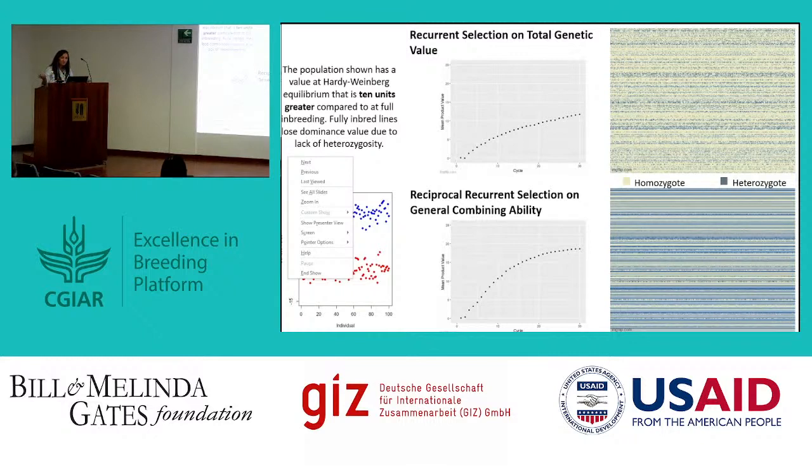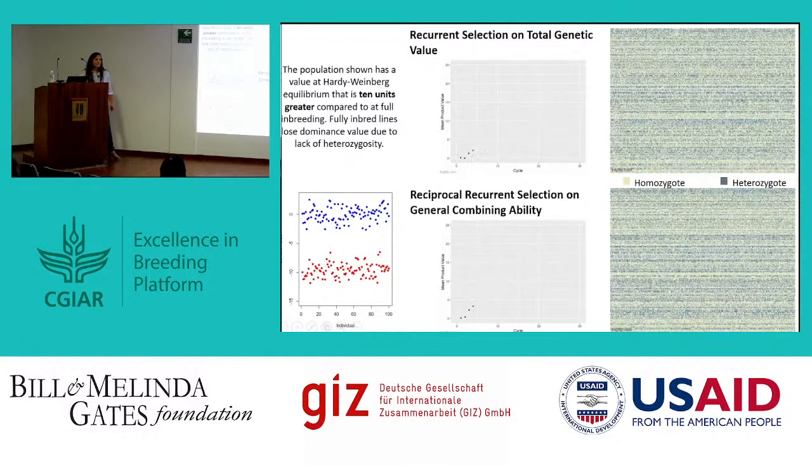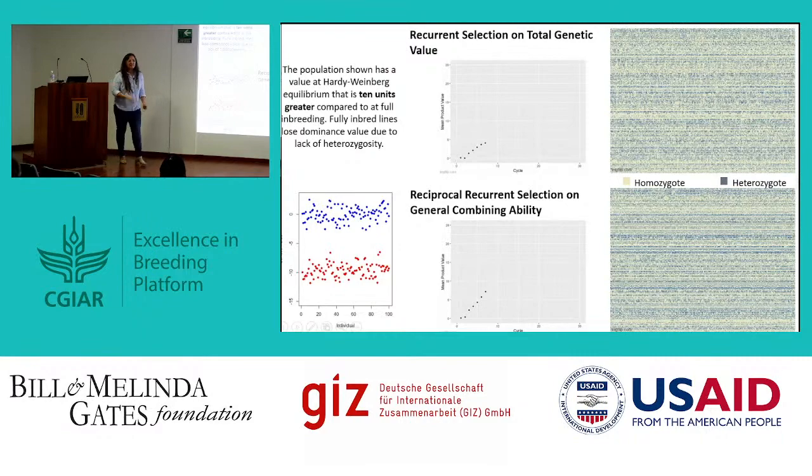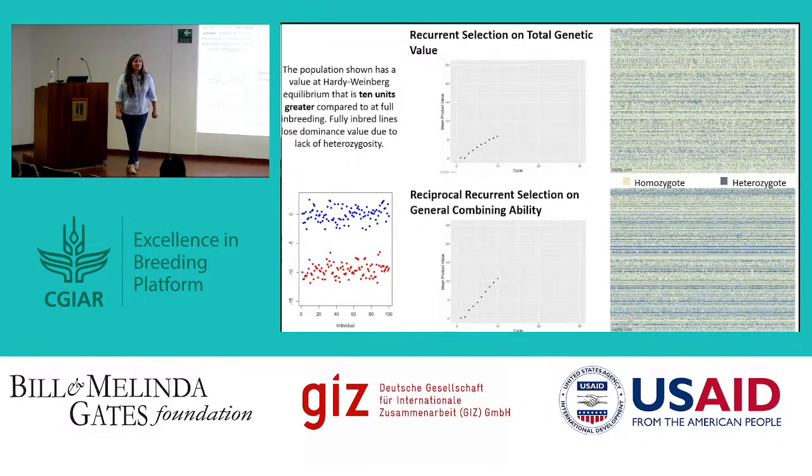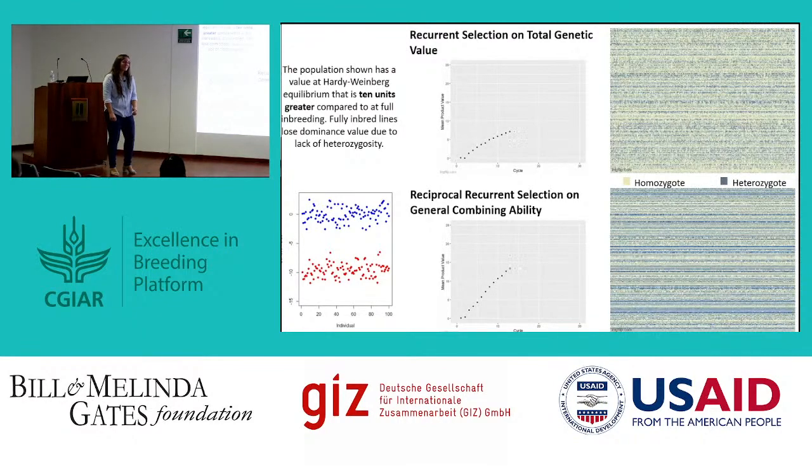Okay. Do you have any questions or thoughts, ideas? Yeah. Recurrent selection? In this case, I think I selected 10 out of 100 genotypes and then recycled them. Yeah, just one pool. Thanks. Yeah, recurrent selection in a single pool. Great question.